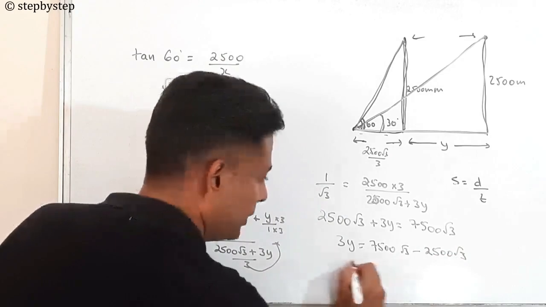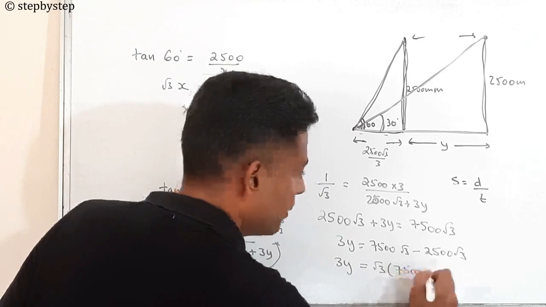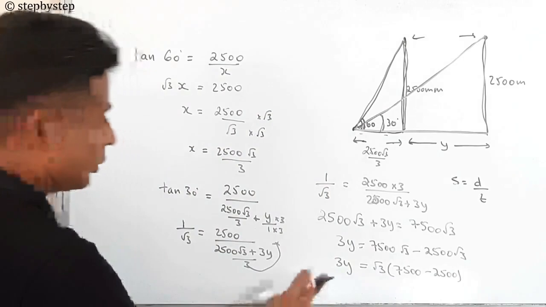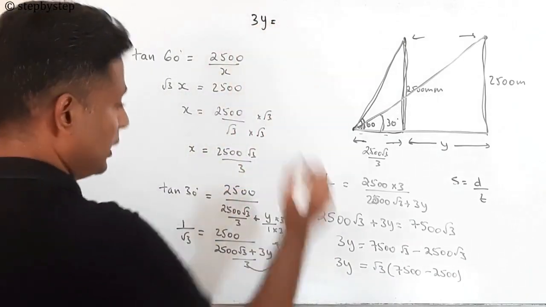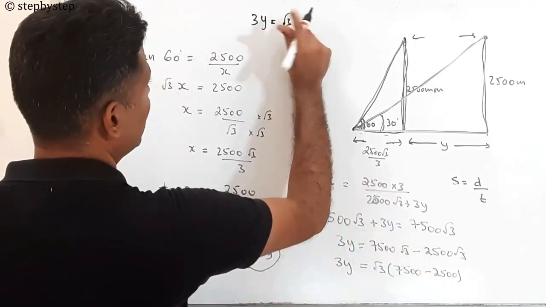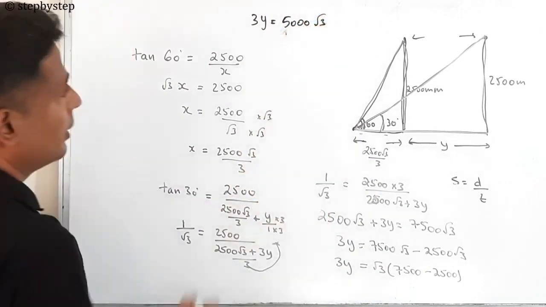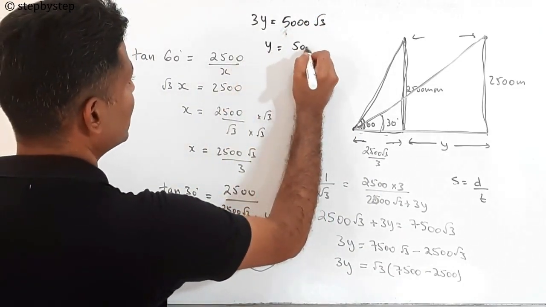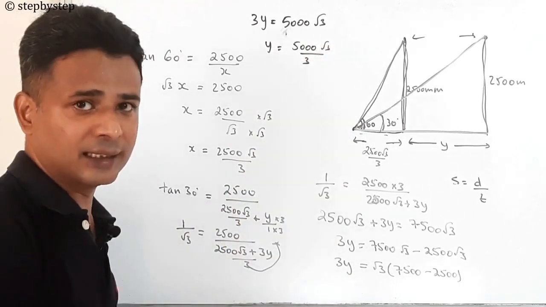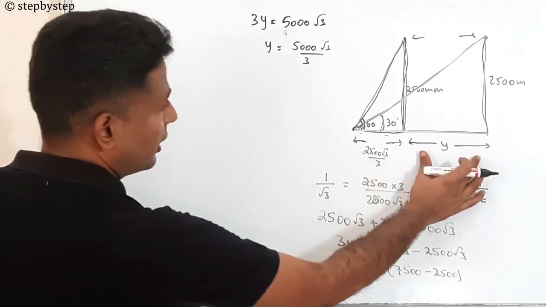Root 3 we can take common, so we get 3y equal to root 3 into 7500 minus 2500. So we get 3y equal to root 3 into 5000, 5000 root 3, right? So y equal to 5000 root 3 by 3. Now guys, we have got this. So we got the value of y.